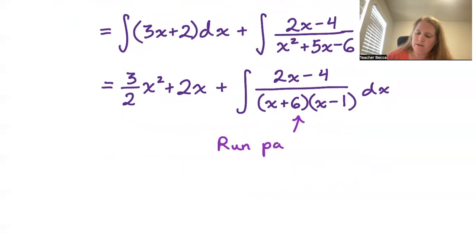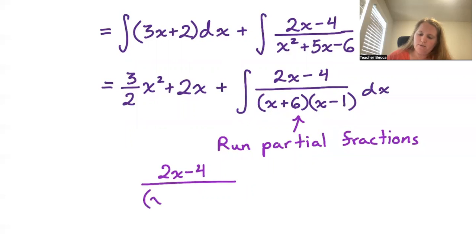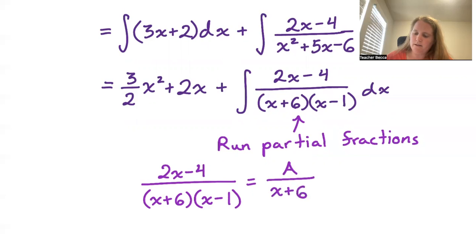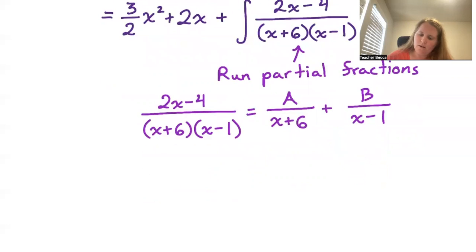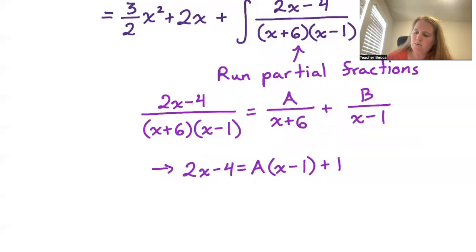So if we run partial fractions, we are looking at 2x minus 4 over x plus 6 times x minus 1 is equal to capital A over x plus 6 plus capital B over x minus 1. If we clear the denominators, we have 2x minus 4 is equal to A times x minus 1 plus B times x plus 6.